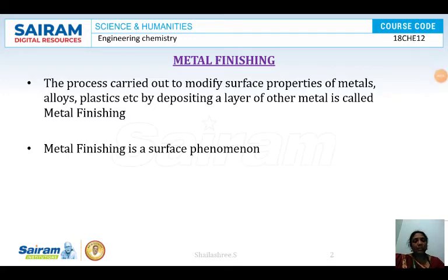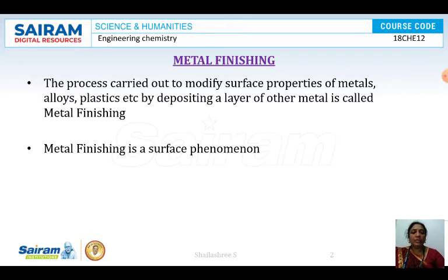So let us see what this metal finishing is. In many engineering and industrial applications, a metal is expected to have many properties. A single metal should have all the properties: it should be very hard in nature, good in conductance, shiny in appearance, and have a decorative look. It should be highly resistant to temperatures and have abrasion resistance. All these properties are expected from a single metal.